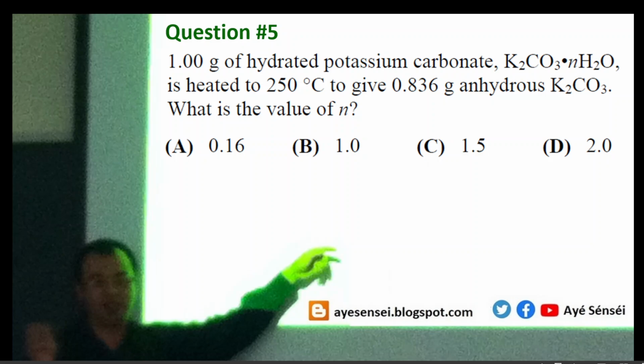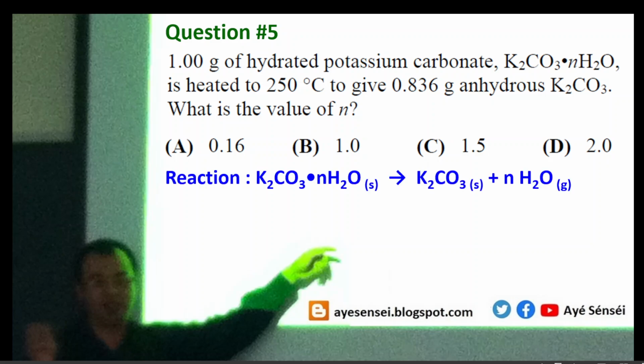First we need to write the chemical reaction that happens when hydrated potassium carbonate is heated. This is the chemical equation as you see. It produces water in gaseous form, or we can say water vapor. Since the phase is gas, the water vapor will escape from the container. This is the reason why the mass is decreasing.